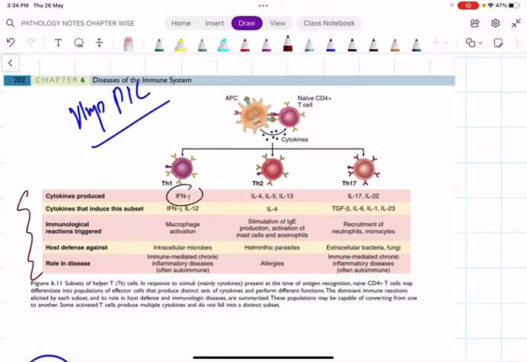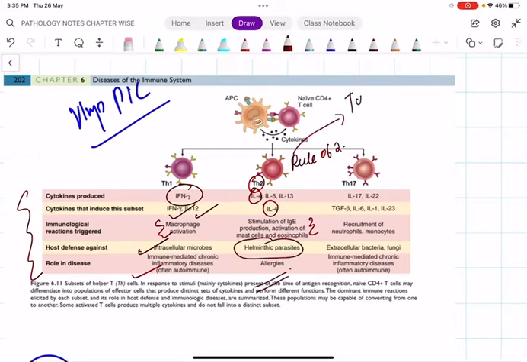T helper 1 cells mainly produce interferon gamma. This interferon gamma will further produce much more interferon gamma and interleukin 12. And they cause macrophage activation, killing of intracellular microbes. They mainly play a role in autoimmune disease. Whereas T helper 2 cells, rule of 2. T helper 2 cells produce interleukin 4, mainly interleukin 4. They cause IgE production, so parasite and allergic response. We will discuss this again in type 1 hypersensitivity reaction, which is an allergy mediated reaction.